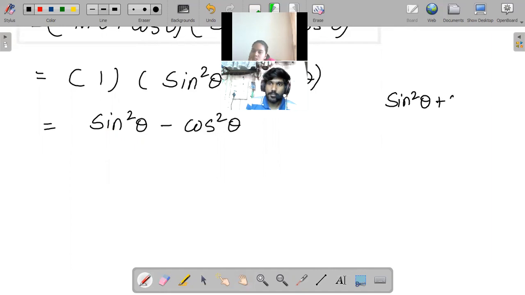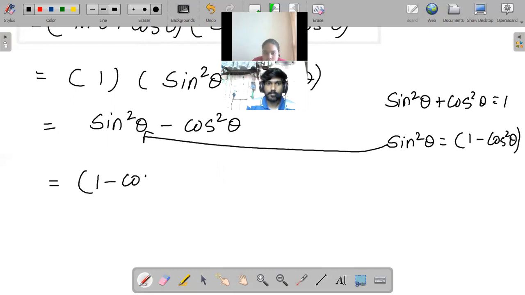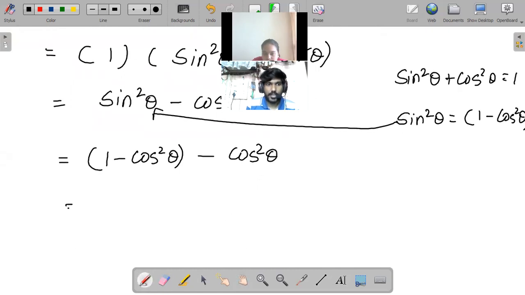So sine square theta plus cos square theta is equal to 1. Now if you take plus cos square theta on the other side, you will have sine square theta is equal to 1 minus cos square theta. Did you understand this? Yes. So now this you substitute here in place of the sine. So in place of sine, you will write 1 minus cos square theta, and this minus cos square theta as it is. Now just opening up the bracket, 1 minus cos square theta, and this minus cos square theta as it is.